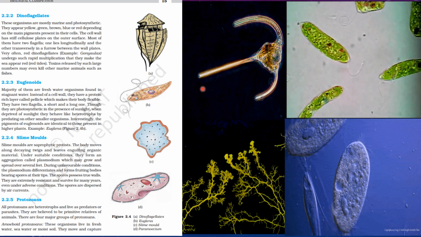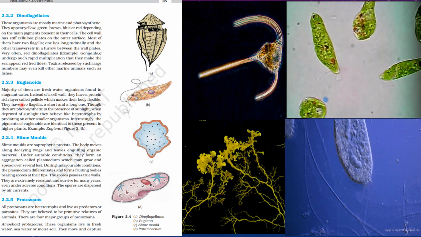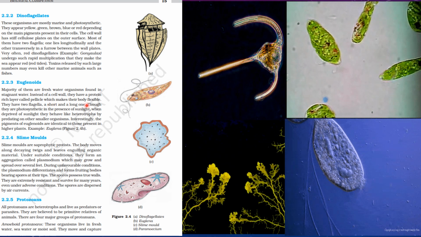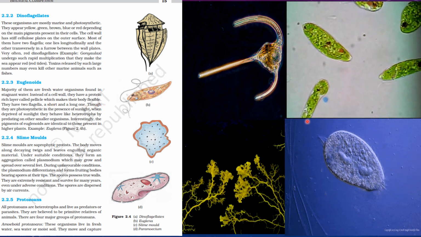They are very flexible because of the presence of a pellicle. They have a protein-rich layer called pellicle, which helps their body to be flexible. One example is Euglena. You can see the picture here.